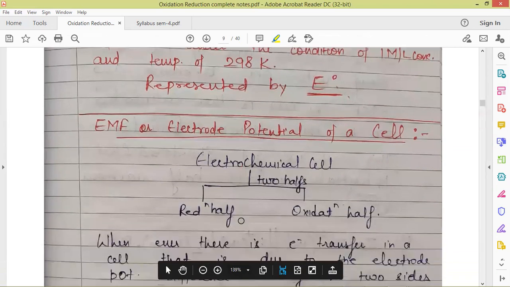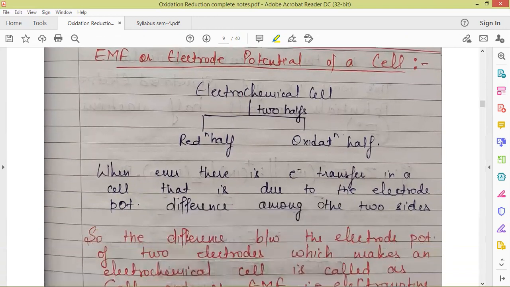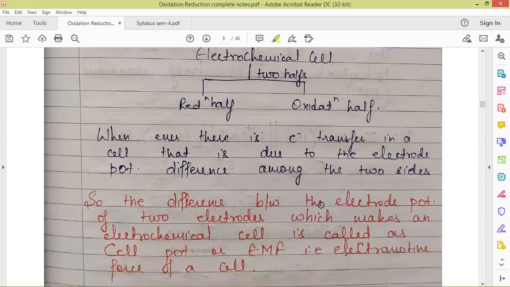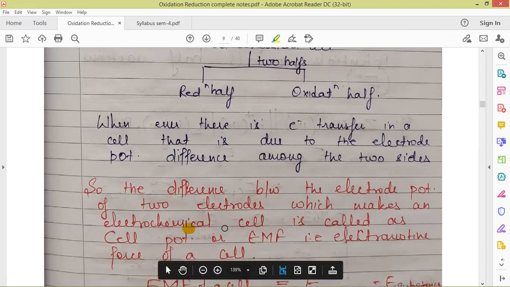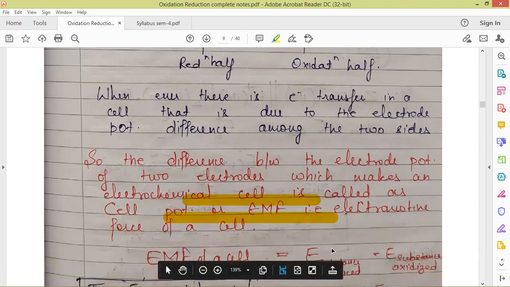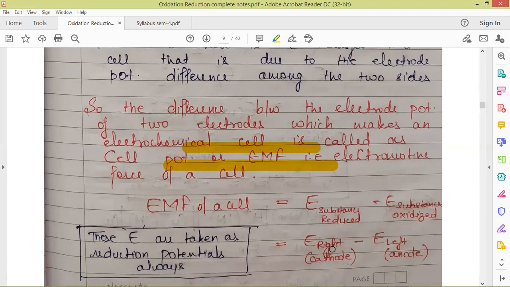An electrochemical cell has two half reactions, the reduction half and the oxidation half. Whenever there is electron transfer in the cell, it is due to the electrode potential difference between the two sides. The difference between the electrode potentials of the two electrodes which make an electrochemical cell is called the cell potential, also called the electromotive force of that particular cell.